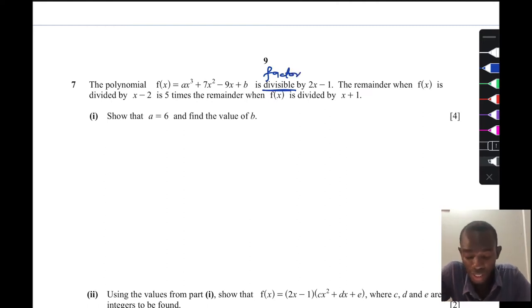Okay, so when we look for the zeros of 2x minus 1 and put it into f of x, it should give us 0. So let's start with that. The zero of 2x minus 1: when we put it to 0, x is a half. So f of half should give us 0.